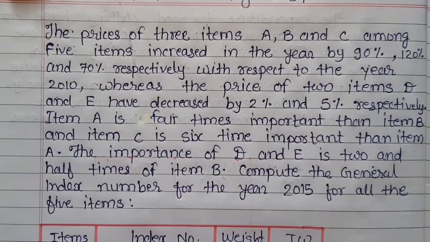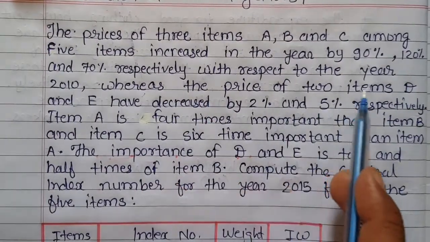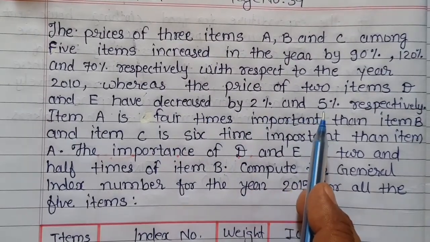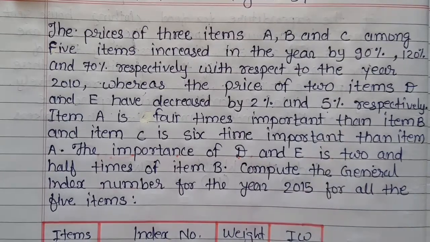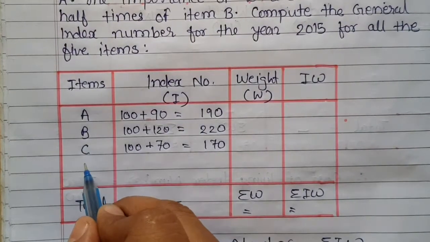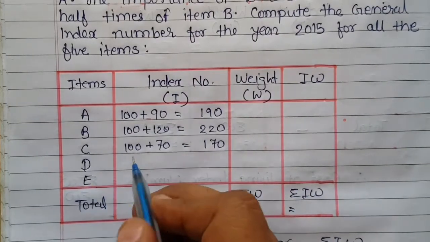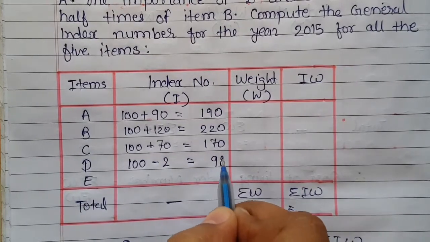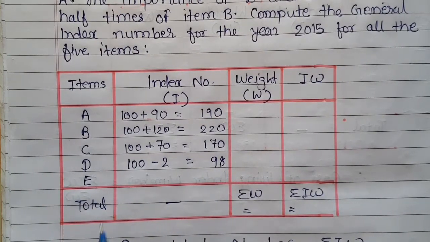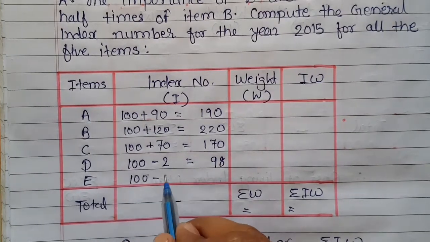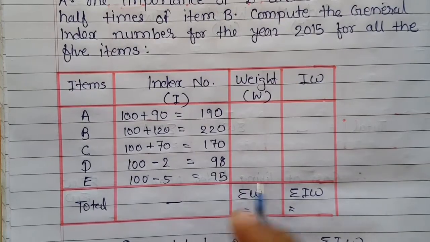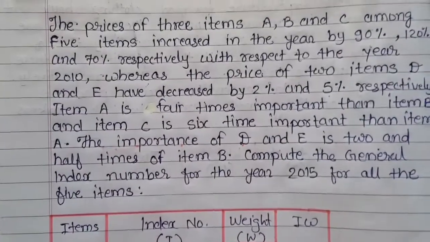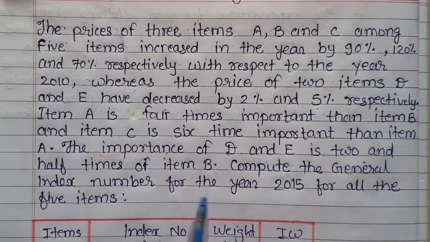Now again back to the sum. Whereas the prices of 2 items D and E have decreased by 2% and 5%. So if decrease is given, then subtract from 100. So 2 more items, D and E. D is decreased by 2%, means 100 minus 2, we will have 98. And E is decreased by 5%, so 100 minus 5, we will have 95. So friends, we found the index number for all 5 items. Now we read the sum.